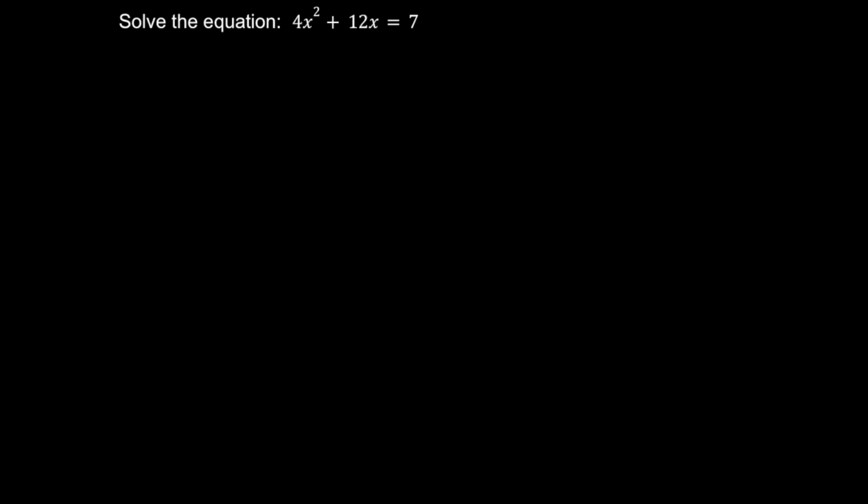Okay, so we're going to solve this equation. Now, in order to solve a quadratic equation, you can do it in several ways, but the way we're going to be doing it here is by factoring. So in order to do it by factoring, we have to make sure it's equal to 0 first. So we have it currently equal to 7, so we're going to move everything to one side by subtracting 7 from both sides of the equation. That's going to give me 4x squared plus 12x minus 7 equals 0.